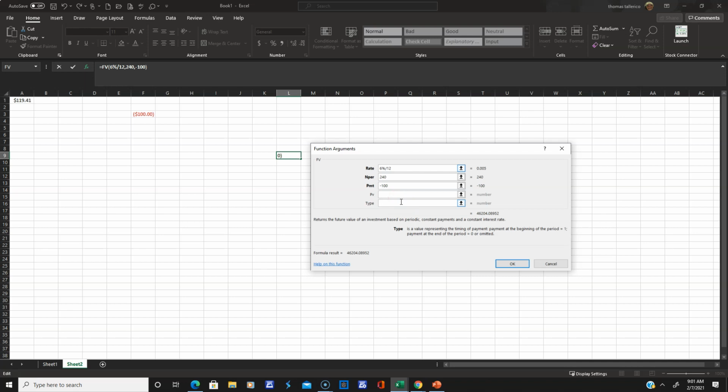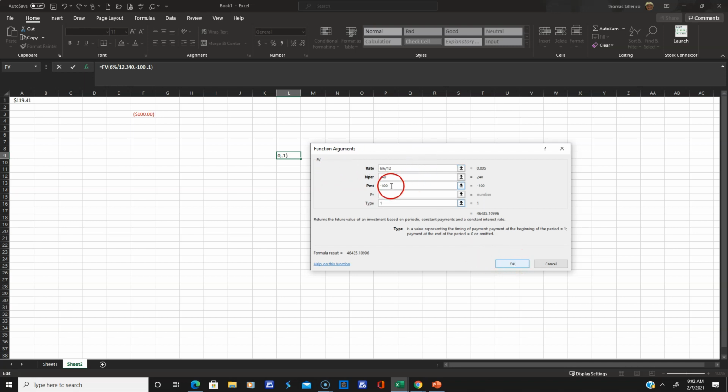You should realize you're going to accumulate more money, because you're going to get money earlier, earning interest. So I'll put a 1, and now you see how this grew. 46,435. And I'll make that a 0 again, and it was only 46,204. So this is an important consideration. Am I making the payments at the beginning or at the end of the period? All right.